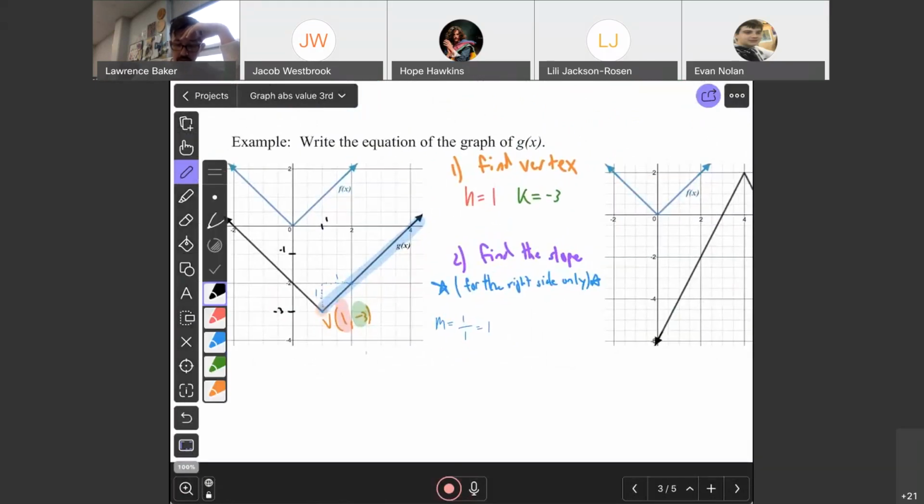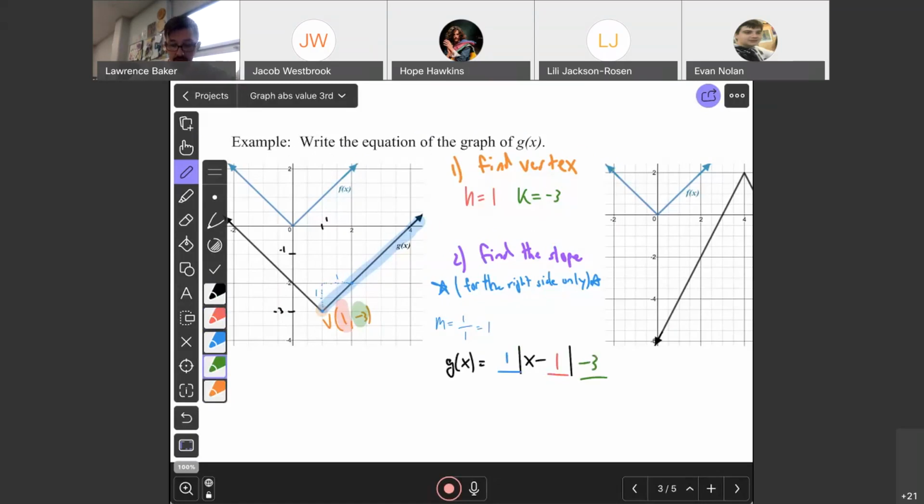Because this is an absolute value function, g of x equals absolute value of x minus something, and then we're going to plug in our h value, our k value, and our a value. Those things are going to go there, there, and there. So our a was 1, our h was 1, and our k was -3.